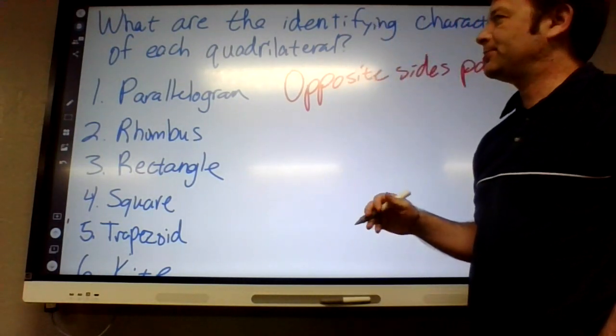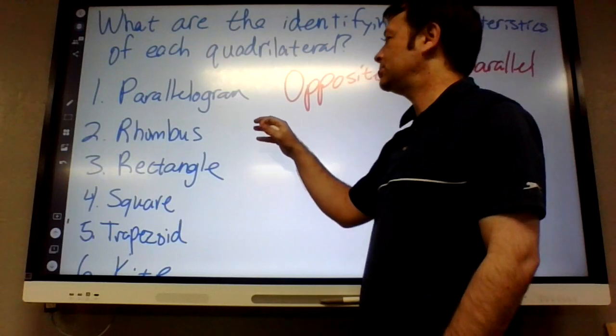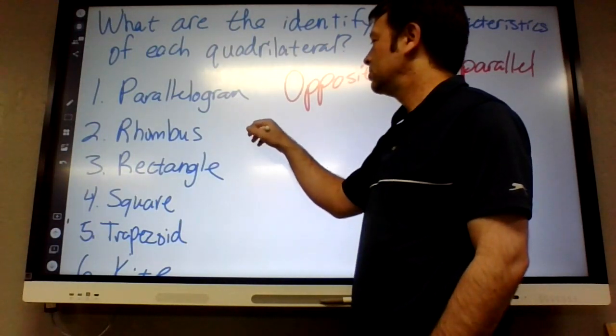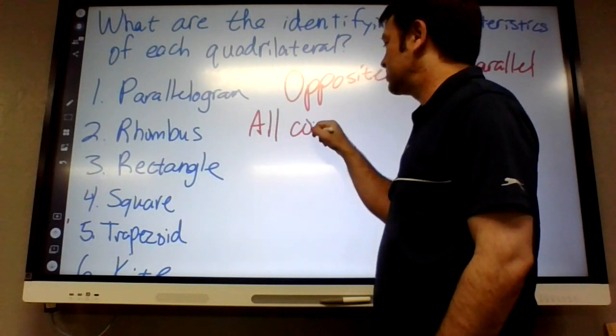Okay, what makes a rhombus a rhombus? All congruent sides. All congruent sides.